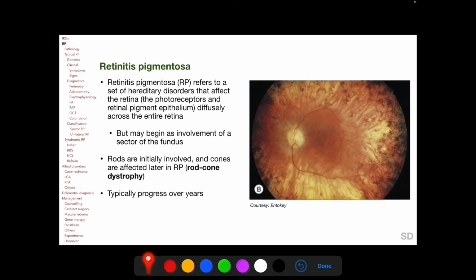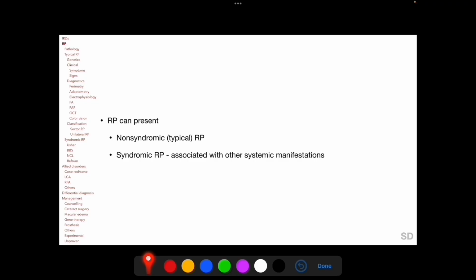So we start with retinitis pigmentosa, which refers to a set of hereditary disorders that affect the retina, that is the photoreceptors and the retinal pigment epithelium, diffusely across the entire retina. In retinitis pigmentosa, rod photoreceptors are affected early in the disease process and cones are affected later in the disease course, and so retinitis pigmentosa is also known as rod cone dystrophy, and typically retinitis pigmentosa is a progressive disease. Retinitis pigmentosa can present as non-syndromic or typical retinitis pigmentosa in which only the eye is involved, and syndromic retinitis pigmentosa when ocular manifestations are associated with other systemic manifestations.